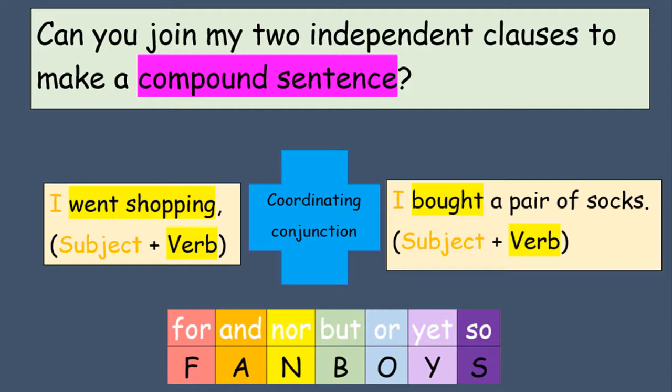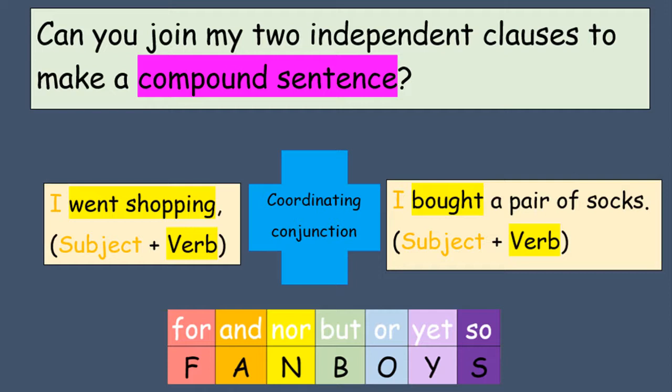First, we have to write two independent clauses, also known as two simple sentences, which must include a subject and a verb. For my first independent clause, I've put: I went shopping. I is the subject, and went shopping is the verb. For my second independent clause, I have: I bought a pair of socks. This is a simple sentence because it's a complete thought. I is the subject and the verb is bought.